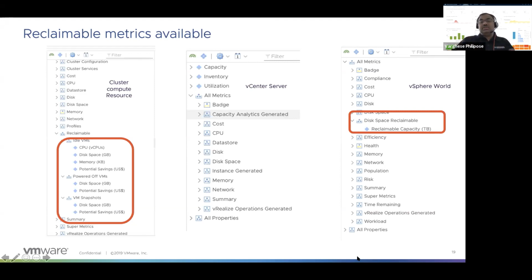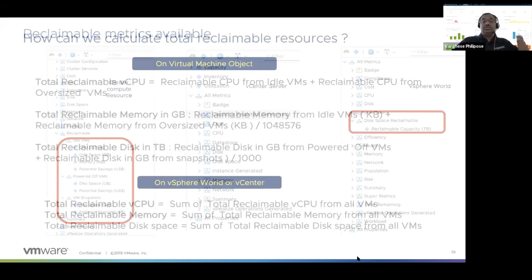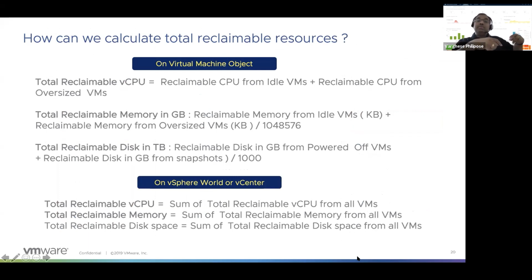But some customers want to see it all as a single value, right? So that's where we can add them together in a supermetric. This is how we do that. For total reclaimable vCPU, we can take the reclaimable vCPU from idle VMs and add it with reclaimable vCPU from oversized VMs. This is a very simple supermetric. You just need to pick up those metrics and use the operator add. And for the memory also, you do the same. The only thing is that the memory metric is in KBs, so we just need to convert that into GB. That is basically divided by 1024 into 1024, which gives you GB.